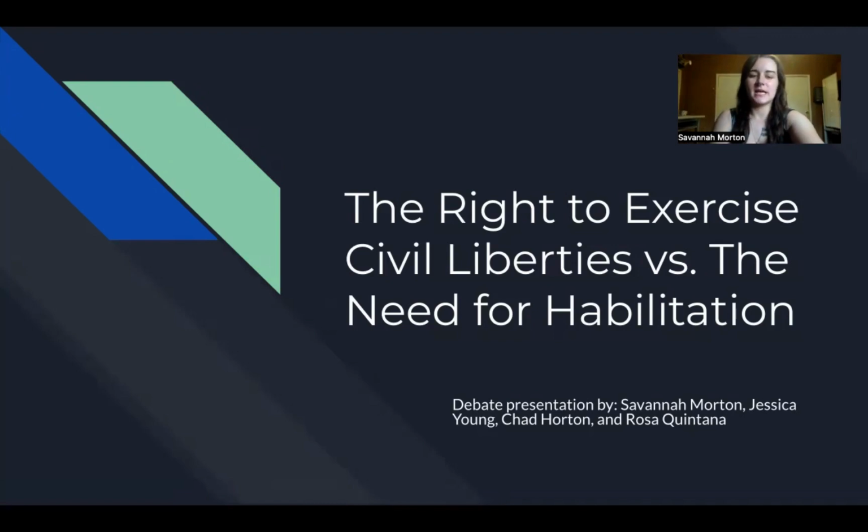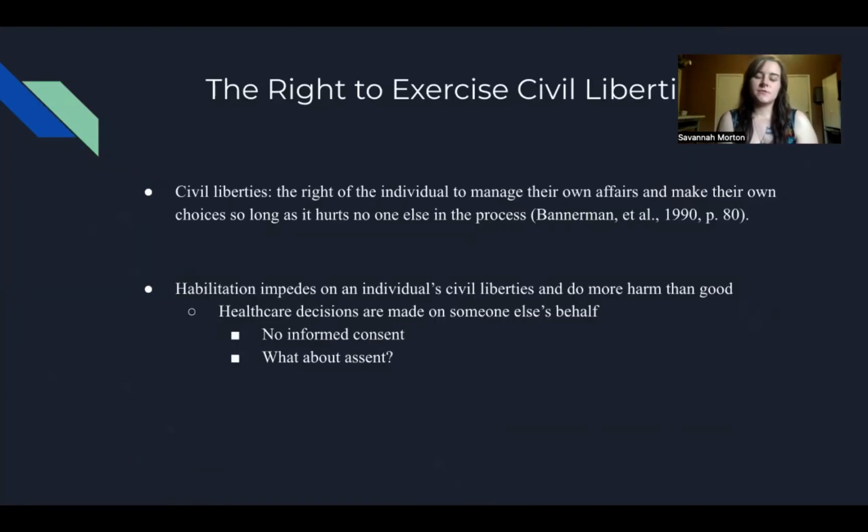I'm going to start by just laying out the main arguments, and then, of course, we'll go into detail further along as we get into the debate. So, first of all, when we're talking about the right to exercise civil liberties, we really need to define what civil liberties are. Civil liberties are defined as the right of the individual to manage their own affairs and make their own choices, so long as it hurts no one else in the process.